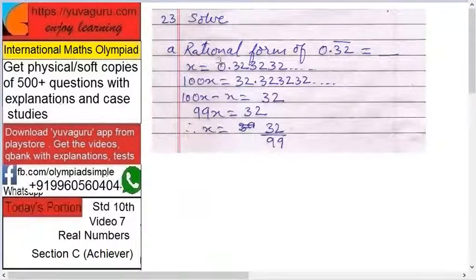Next is solve. There are 4-5 sub questions to this. We'll solve each one. Rational form of 0.32 with the sign of repetition, the bar. It means this 32 gets repeated. 0.32, 32, 32, 32, it's like this. So x equals what? 0.32, 32, 32. Okay. So 100x equals.